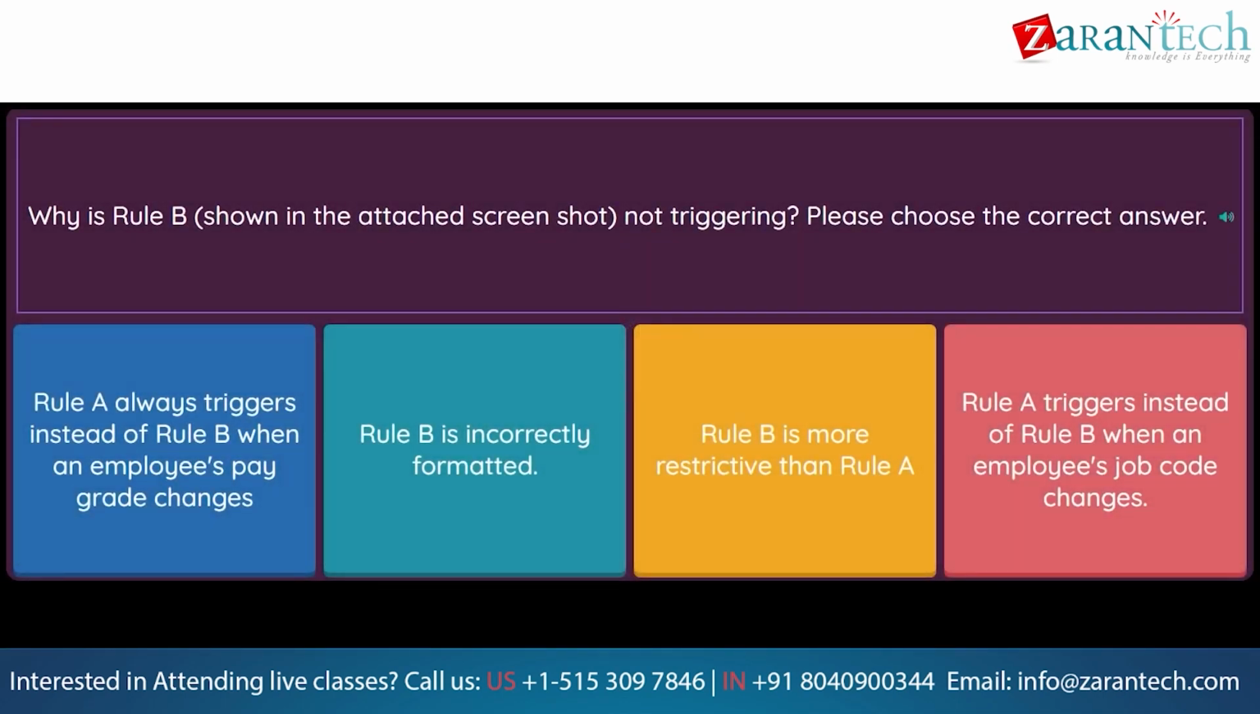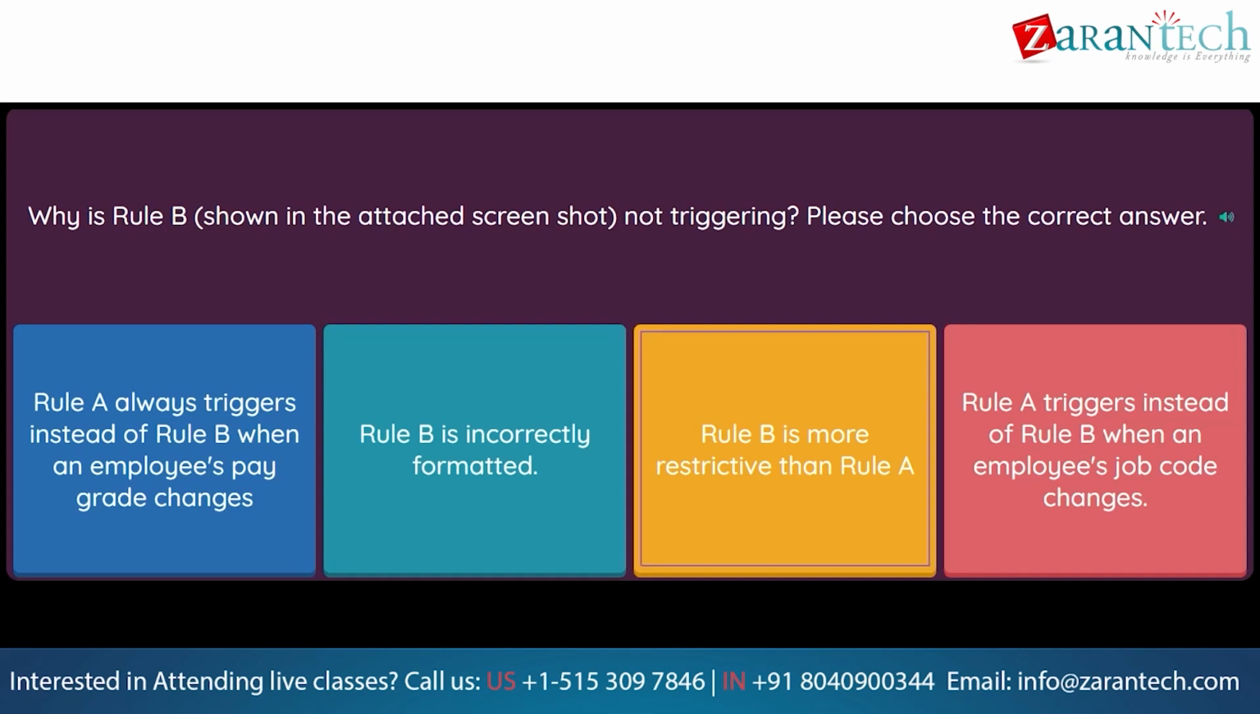Question: why is rule B, shown in the attached screenshot, not triggering? Please choose the correct answer. Option 1: Rule A always triggers instead of Rule B when an employee's pay grade changes. Option 2: Rule B is incorrectly formatted. Option 3: Rule B is more restrictive than Rule A. Option 4: Rule A triggers instead of Rule B when an employee's job code changes.